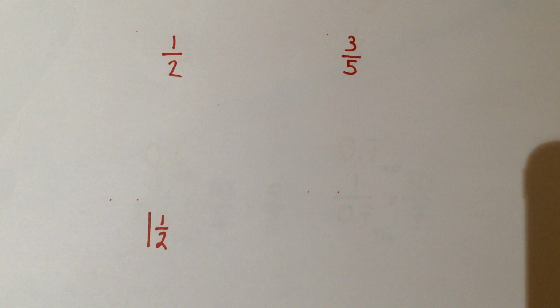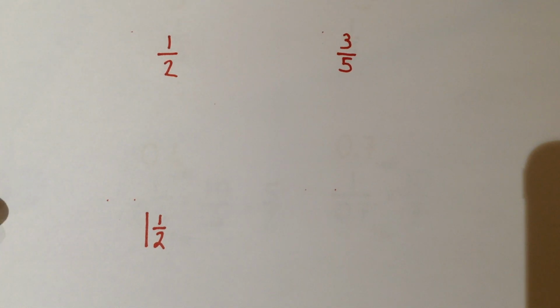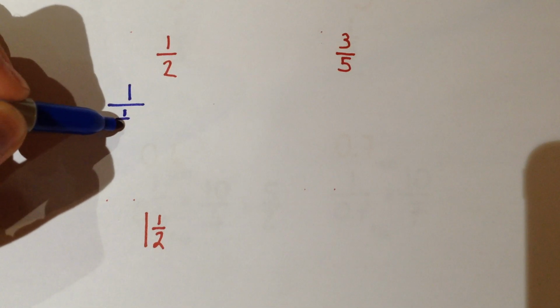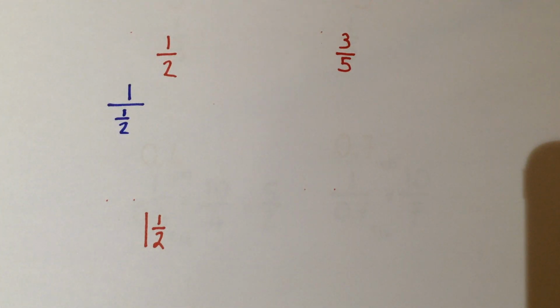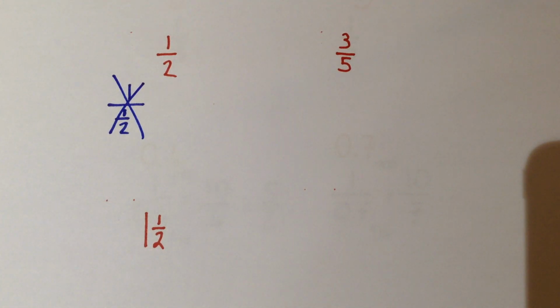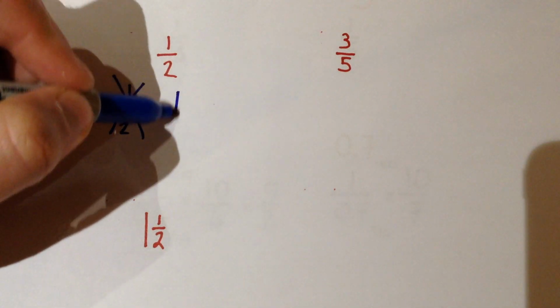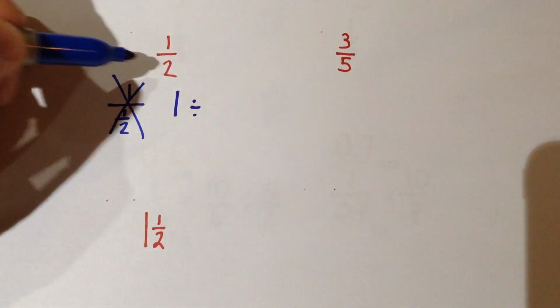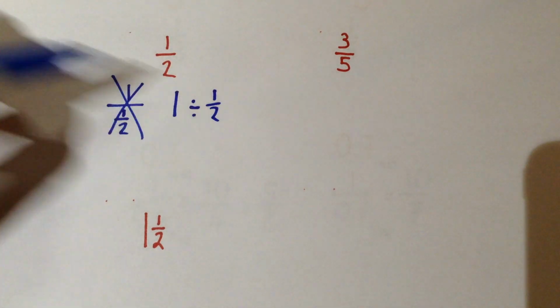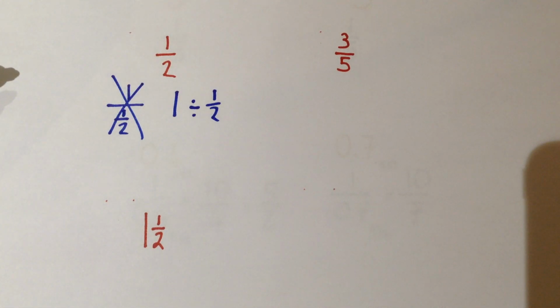When it comes to fractions, we do the same thing. However, we don't like writing 1 over a half, because that just looks a little bit weird, having a fraction in a fraction. So what we actually consider is we need to do 1 divided by a half, because it means the same thing, 1 divided by or 1 over.